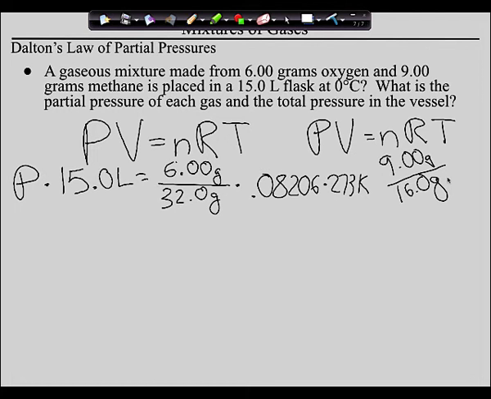Then we could find the individual pressures and add them up to get the total pressure. But given that I'm so pushed for space, can you guys just give me the answers? So the pressure of the oxygen is 0.84 atmospheres. The methane is 0.28, and so you added up 1.12, sorry. So 1.12 atmospheres total. Are you okay with the idea?